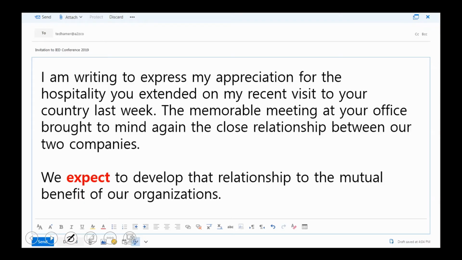Okay, moving on. We have the next sentence. We expect to develop that relationship to the mutual benefit of our organizations. Here I highlighted expect. In Korean, expect is sometimes translated as gidehada. Now, gidehada in Korean has a positive feeling to it. It has a positive nuance. But expect in English does not have a positive nuance to it. If you say we expect to develop that relationship, that could sound a little bit cold or even aggressive.